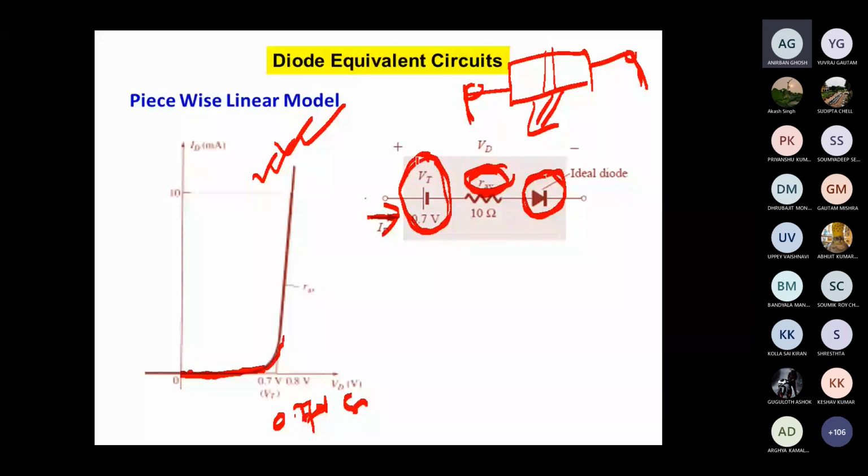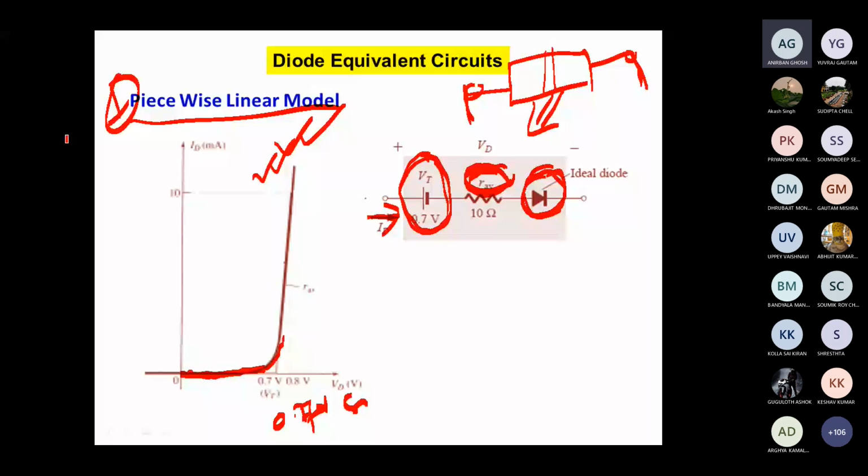Across this, some voltage will be consumed here. That is the knee voltage. For silicon it is 0.7 volt, and for germanium it would be 0.3 volt. This is suppose our AC resistance, which we discussed, some resistance level is there. And that is the symbol of the ideal diode. So this is the piecewise linear model of your diode in the equivalent circuit, or it is called the diode equivalent circuit. This is the first one.